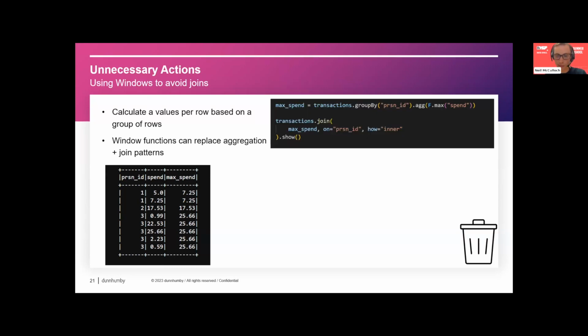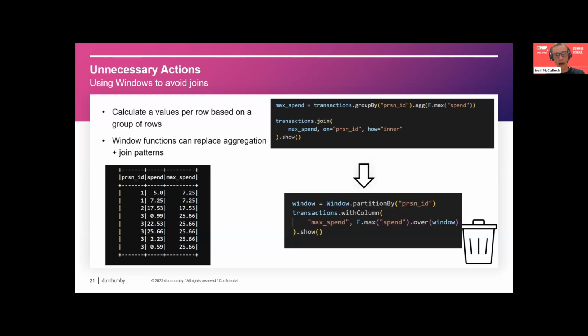Well, that's probably by doing an aggregation on the transactions data frame and then joining it back to itself, which is shown on this slide. But instead of doing this aggregation plus join pattern, we can make use of the Spark window function, which eliminates the need for a join. So this approach creates a window over the customer identifier column and calculates the max spend over the window.